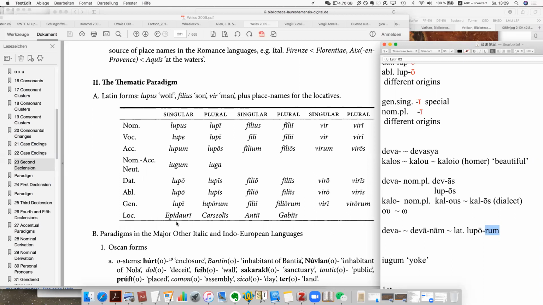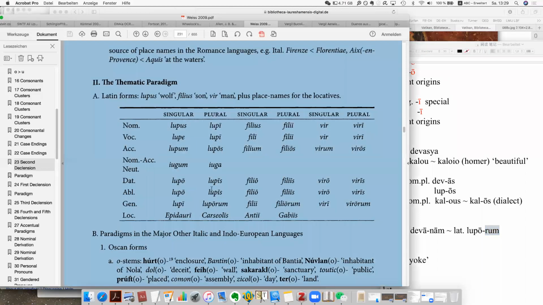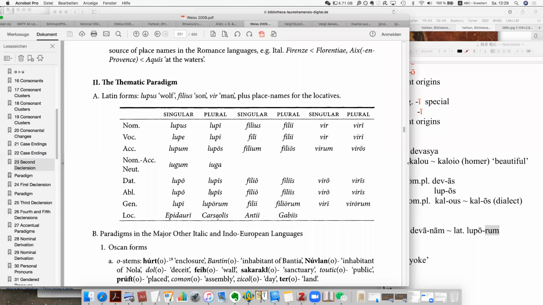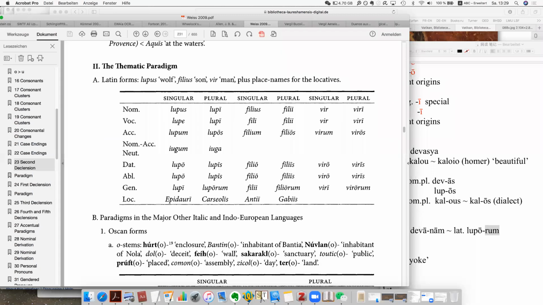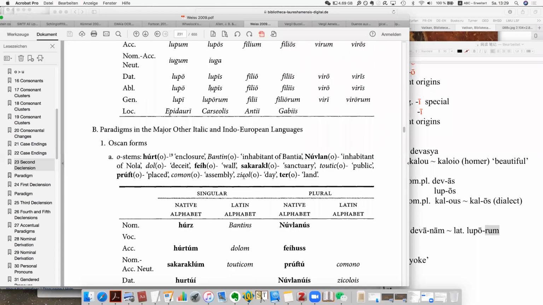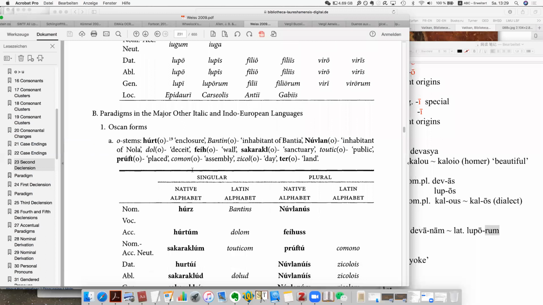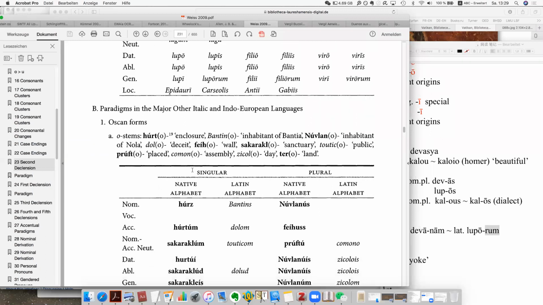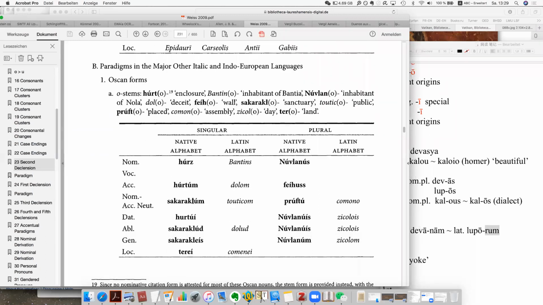Okay. And then there's a locative, used in place names. Place names for the locatives. Okay. So this is basically the second declension. I'm not sure if there are other examples. This is the example in Sabellic. You find it here.